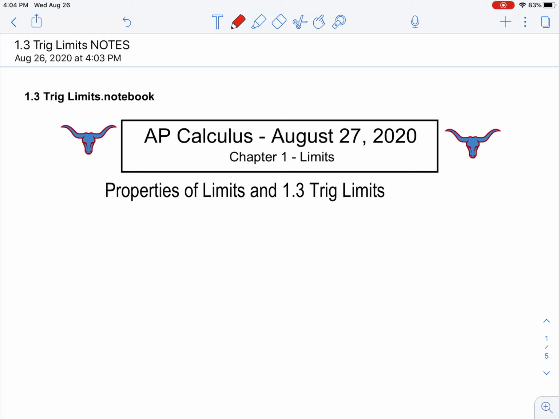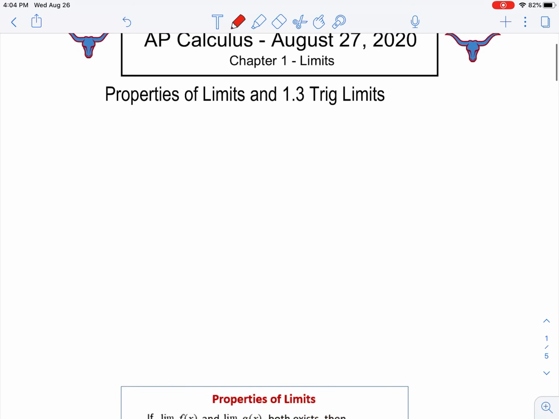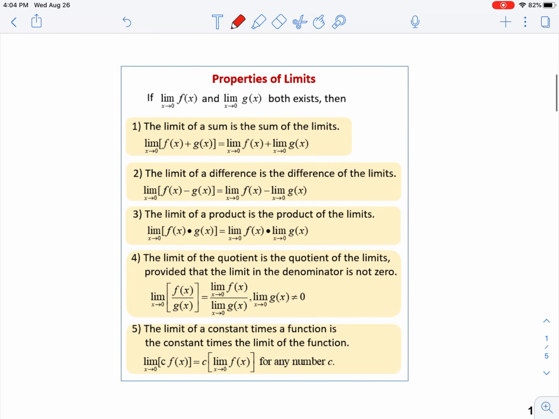All right, calculus. Today we're going to talk about properties of limits and trig limits. So here are the properties of limits. That just says if you're taking the limit as x approaches 0 of one function f and another function g, if both limits exist, then the limit of the sum, so the limit of adding the two together, is the sum of the limits. So you can just split it up and take the limits separately and add them together. That is the same with subtraction, it is the same with multiplication, and it is the same with division.